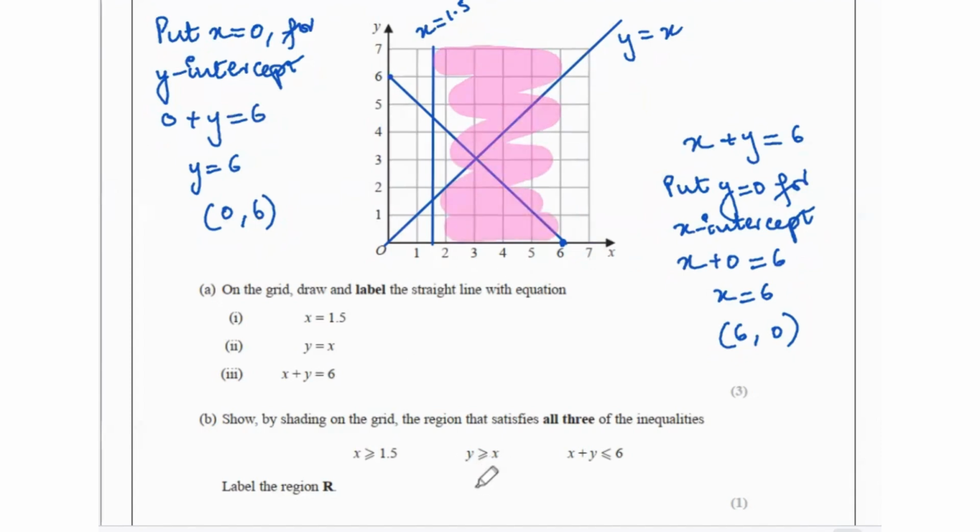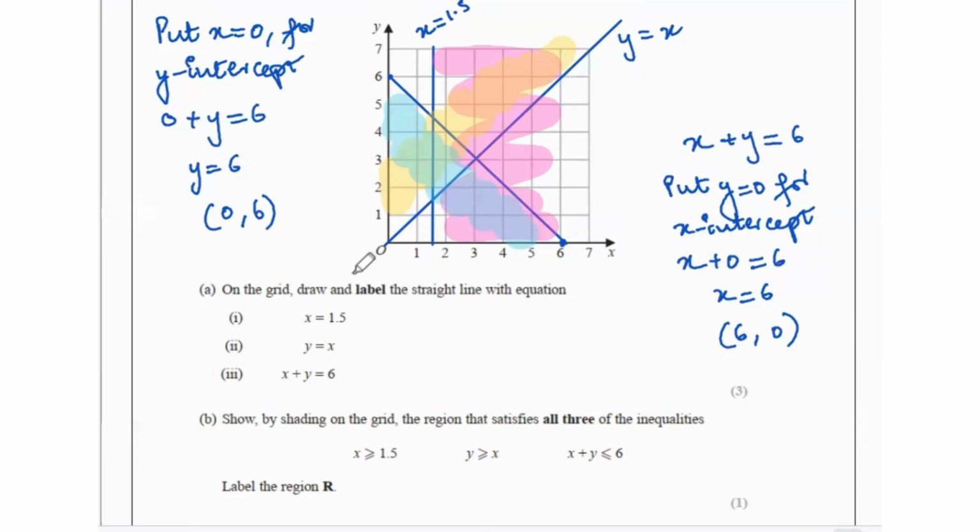Then y is greater than or equal to x. So let me choose a different color for that. So greater than or equal to x means values of y that are increasing, which means above the line. So that is our relevant part. And then x plus y is less than or equal to 6. So if it's less than or equal to 6, that means we're looking at the values underneath the line. So this.